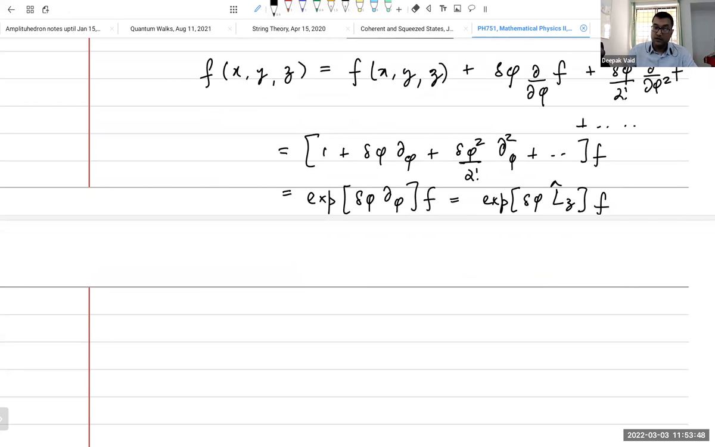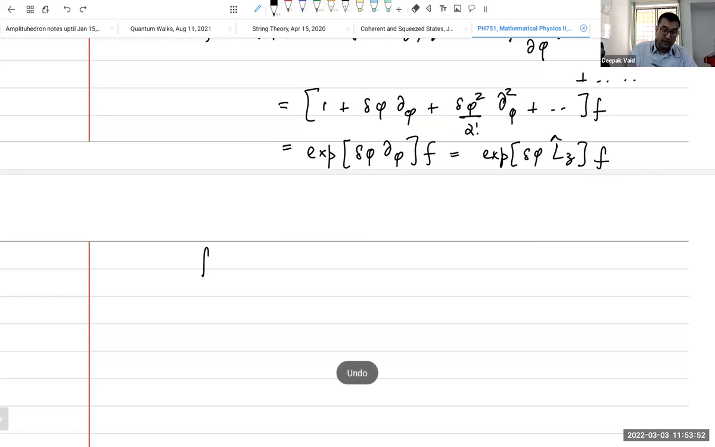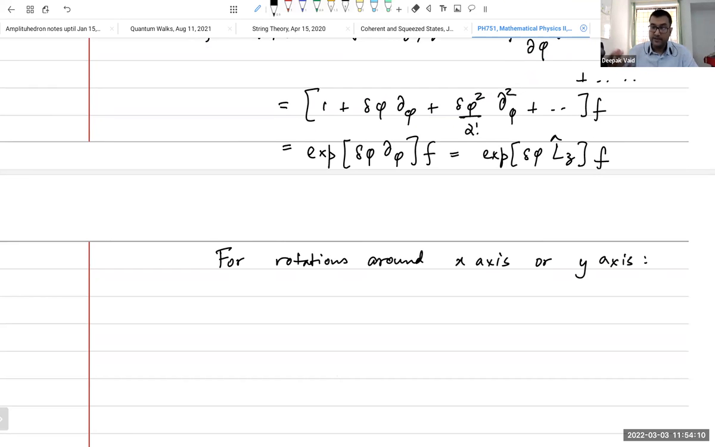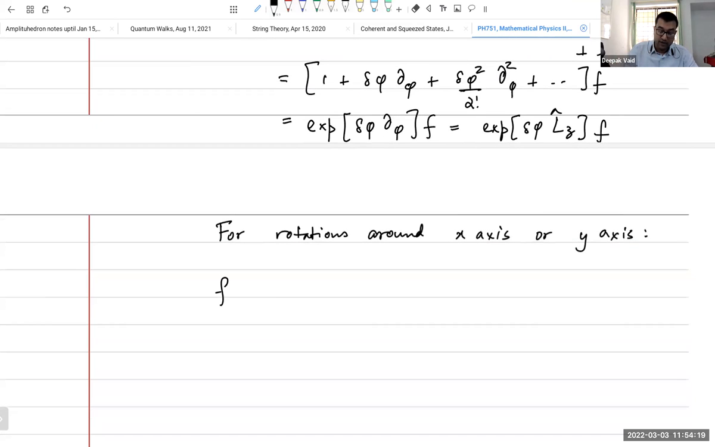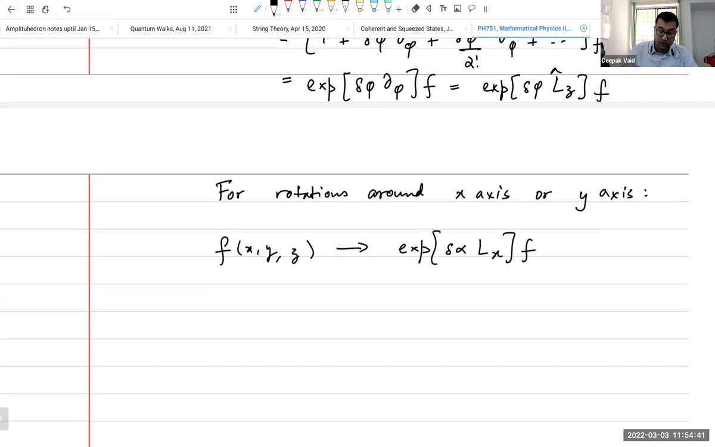Right? Now, one can do exactly the same thing for rotations around the x-axis or y-axis. What will happen? You can apply exactly the same reasoning, right? Instead of rotating around z, you rotate around x. So f of x, y, z will go to exponent, and we'll use a different angle. Here I've used phi, so now alpha, delta alpha L x f, right? And for rotations around the y-axis, you'll get exponent delta beta L y f, right?